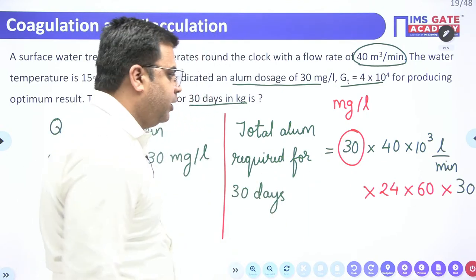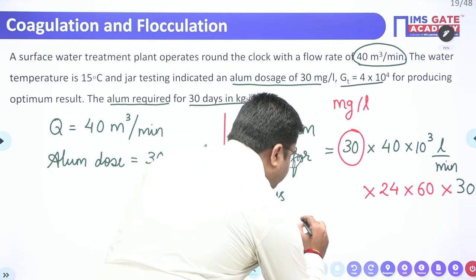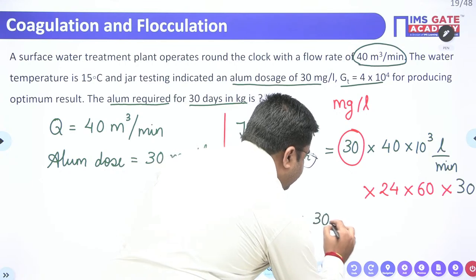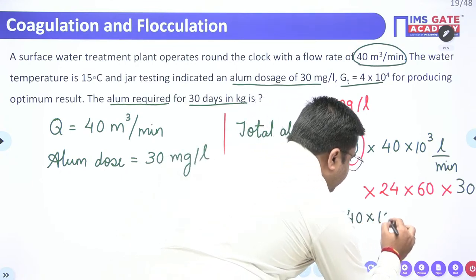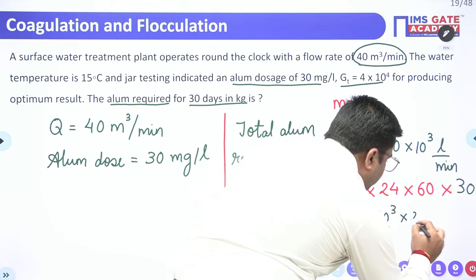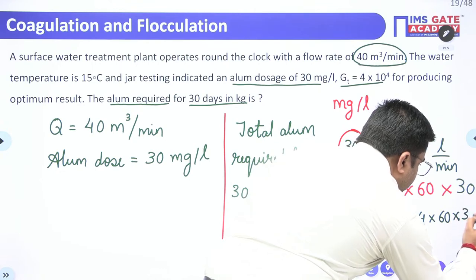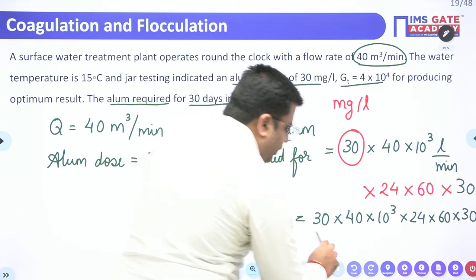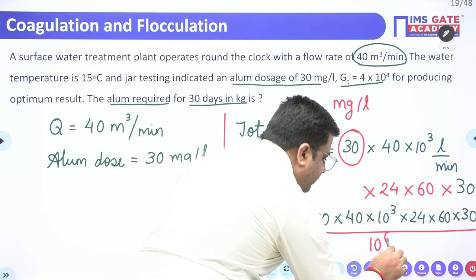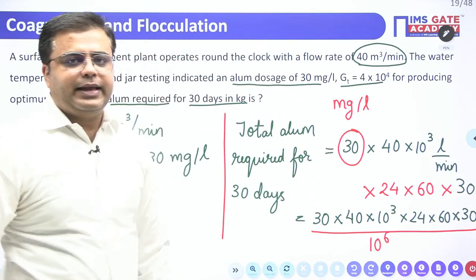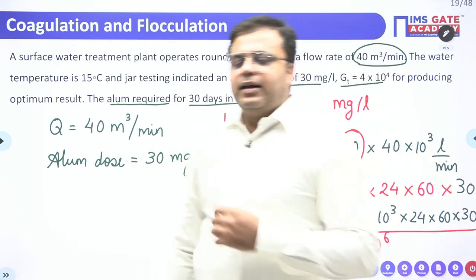In milligram. In order to get it in kilograms, I am writing it again. So this will be 30 into 40 into 10 raised to the power 3 into 24 into 60 into 30 again. Just divide by 10 raised to the power 6 and you will get the quantity of alum required in kgs. Get me the final answer of alum required.